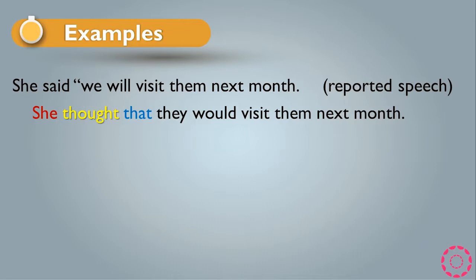If you see, we have some changes. We rewrite the speaker, which is she, and thought, according to the rule, and that, according to the rule. So we change we to they. This is the first change, and will to would. Okay, and we rewrite the rest of the sentence. So it became she thought that they would visit them next month.